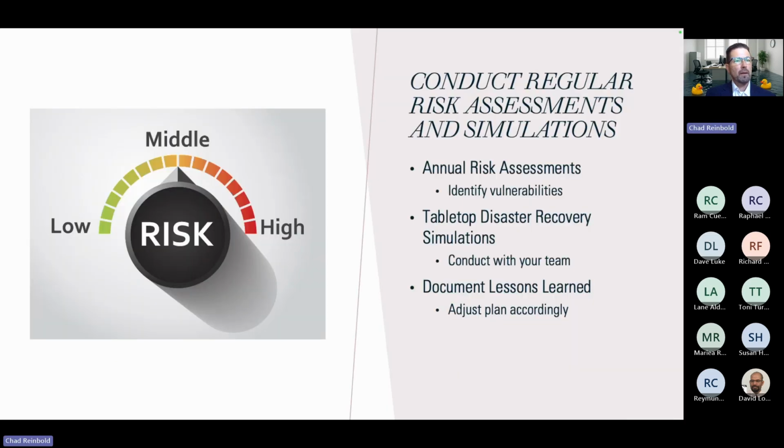The next step that we want to talk about is making sure that you conduct regular risk assessments and simulations. So conducting regular risk assessments, my recommendation would be annual at the absolute minimum. Now, a lot of times it's a good idea to have a disaster recovery team or a risk assessment team, and they might meet once a month just for 30 minutes, or once a quarter for an hour or two. But the risk assessment with the entire team is done once a year.